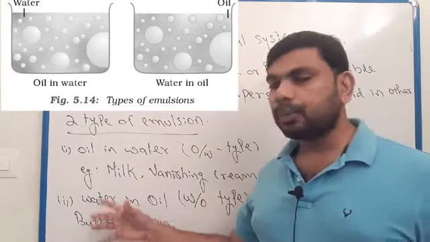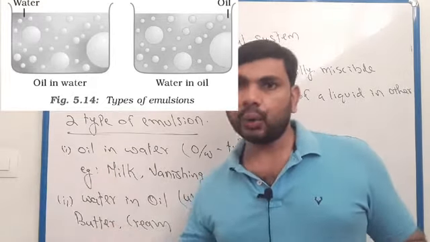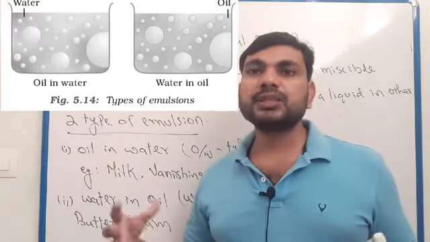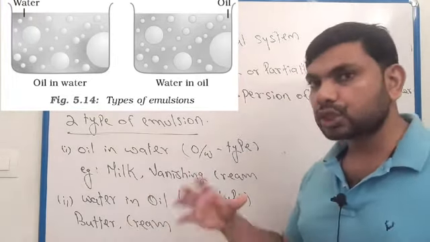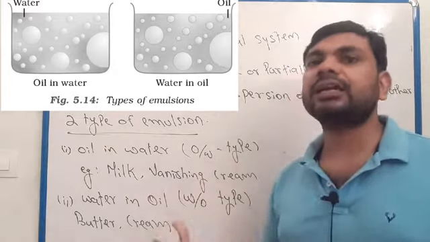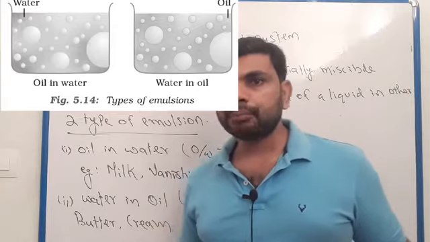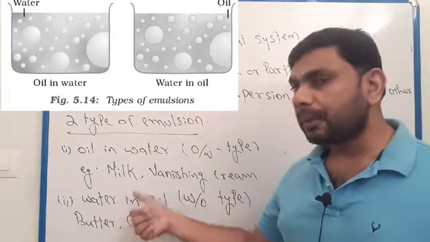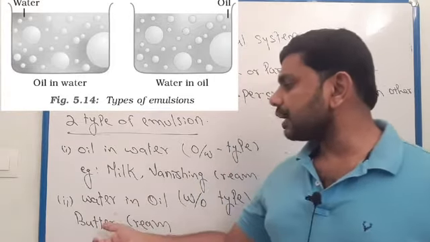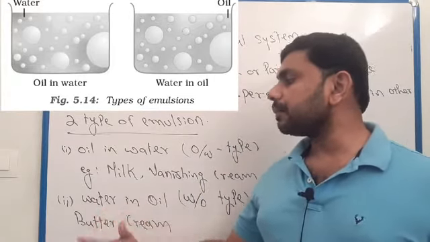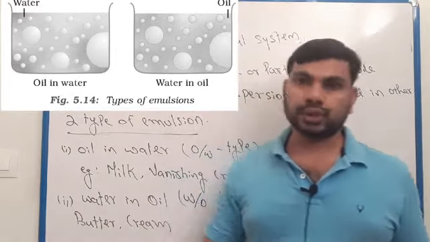Another type of emulsion, water in oil. So here dispersed medium is oil. The major content is oil. You understand? Examples for this type of emulsion: butter, cream.